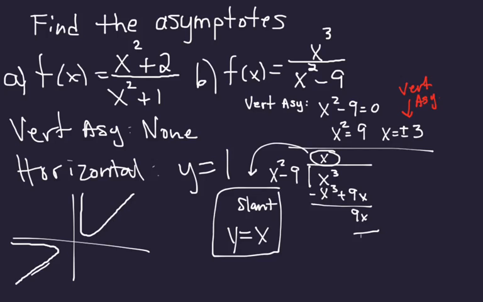Why do you disregard it? The remainder won't affect the asymptote. It affects the graph, but what's the line that gives me the asymptote? That's what's on top of my function here.